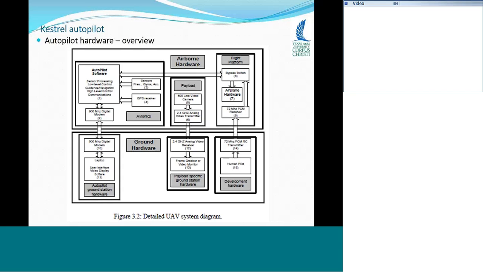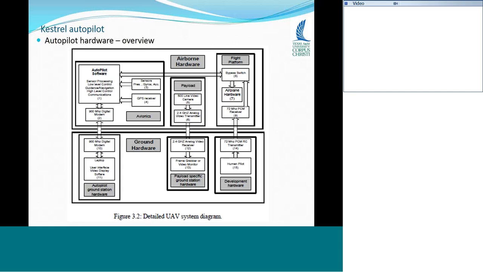Now, in the middle, everything in this upper big block is the airborne hardware, and everything in the bottom big block is the ground hardware. So the middle smaller block in the big upper block is the payload. And this particular system just has a video camera, and then it has an analog video transmitter.